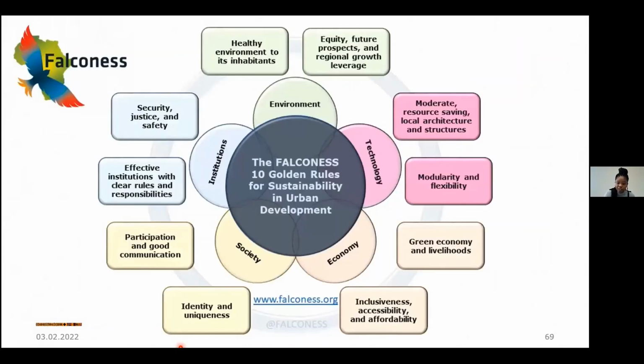And within this framework, we're always talking about, okay, what does sustainability look like, and we make it extremely complicated. But within the Falconers program, we've come up with something called the 10 Golden Rules for Sustainable Urban Development. And these can be applied in any city, anywhere in the world. If you're looking at sustainability, you can look at the environment, the technology, economic, society, and the institutions within.